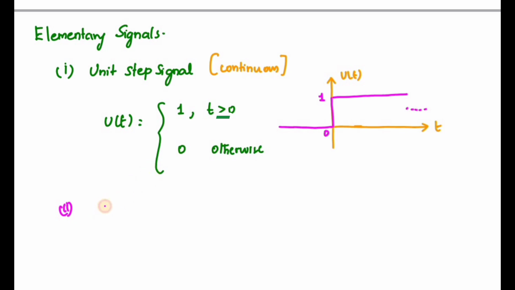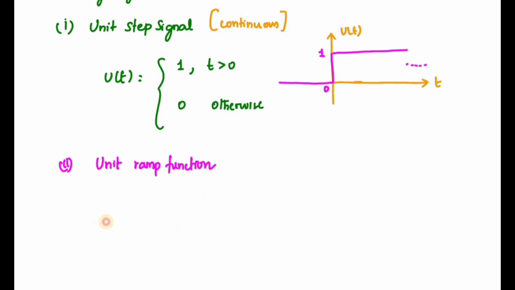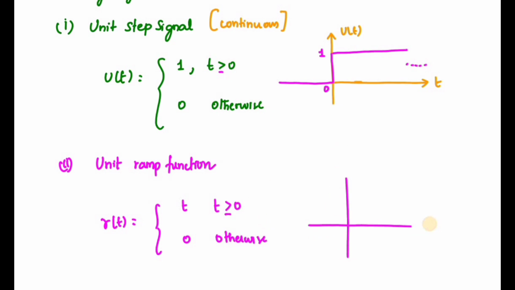The second one is the unit ramp signal. Here also we are going to discuss only the continuous time signal. So r of t is equal to t for t greater than or equal to 0, and 0 otherwise. This is more like a linear signal starting from time 0. So the signal will look like this.